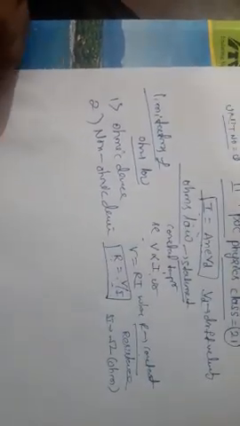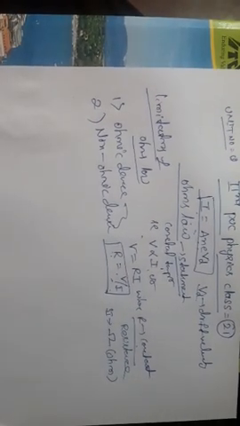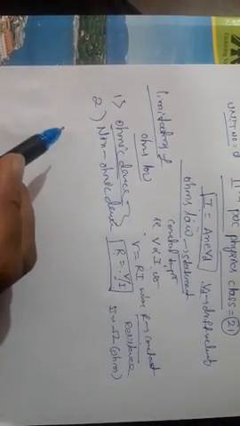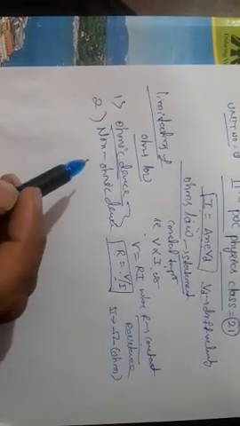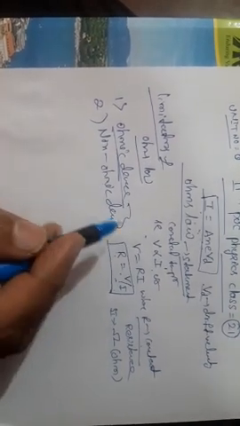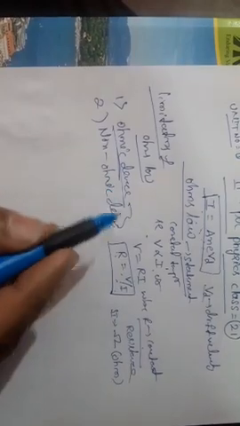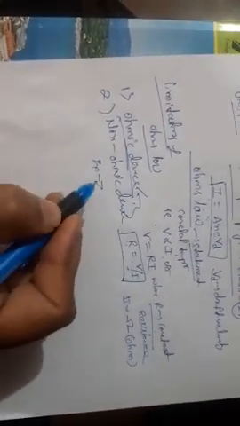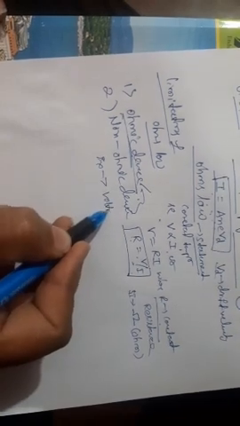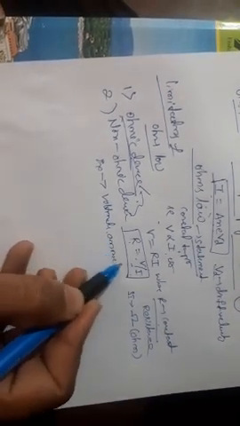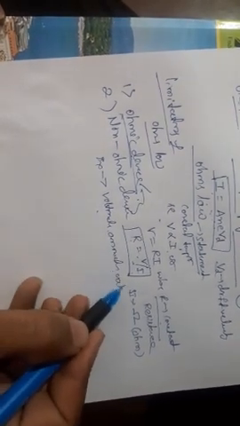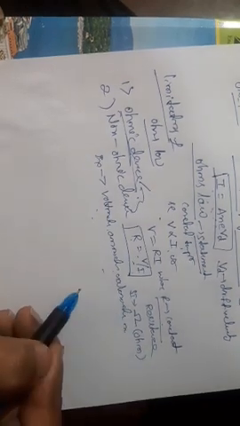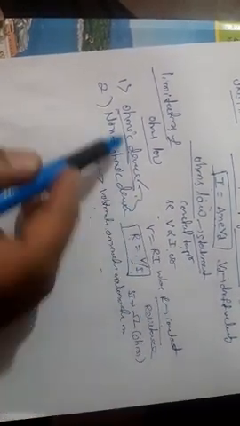Ohmic and non-ohmic devices are both electronic devices. Ohmic device means Ohm's law is applicable to it. Examples of ohmic devices are voltmeter, ammeter, galvanometer, milliammeter, microammeter. These are the examples of ohmic devices.